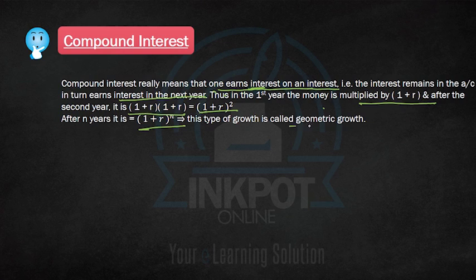This type of growth is known as a geometric growth. So what it means is that if I have 100 rupees and I'm earning a 4% interest on it, I get 104.